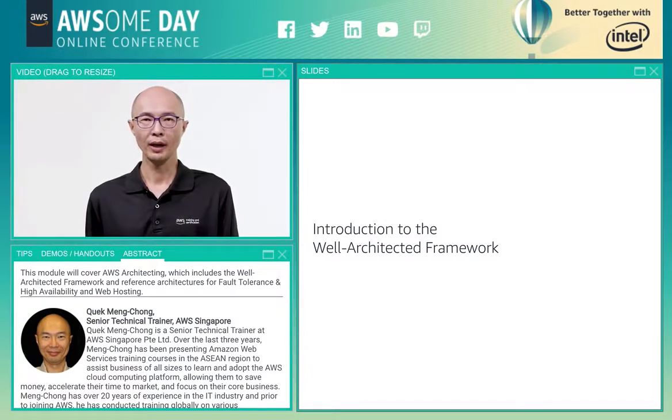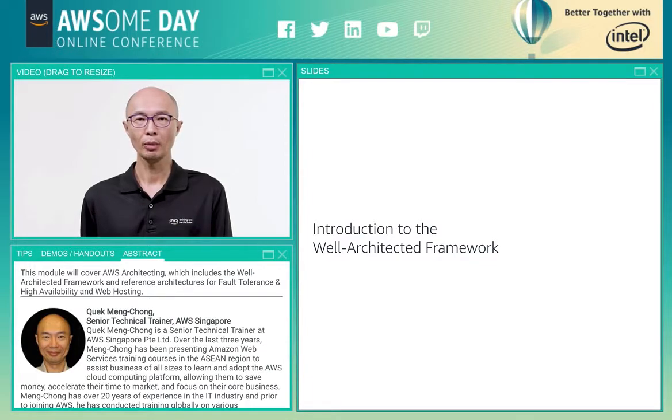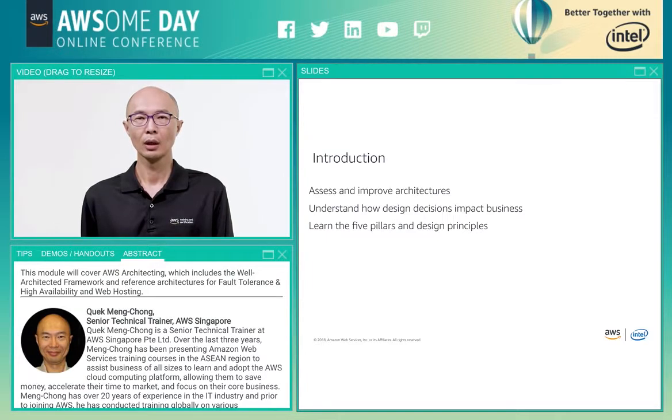This framework provides a consistent approach for customers and partners to evaluate architectures and provide guidance to help implement designs that will scale with your application needs over time. The AWS well-architected framework helps customers assess and improve their own architectures, all while getting a better understanding of how their design decisions can impact their business.